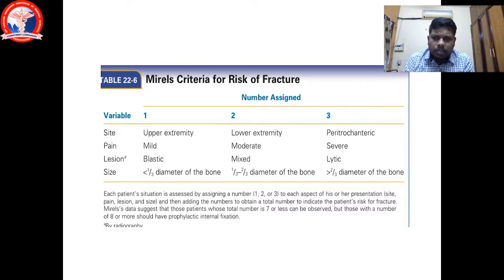Each patient's situation is assessed by assigning a number to each aspect of the presentation, then adding the numbers to obtain a total that indicates the patient's risk for fracture. A patient whose total is 7 or less can be observed, but those with a score of 8 or more should have prophylactic internal fixation.